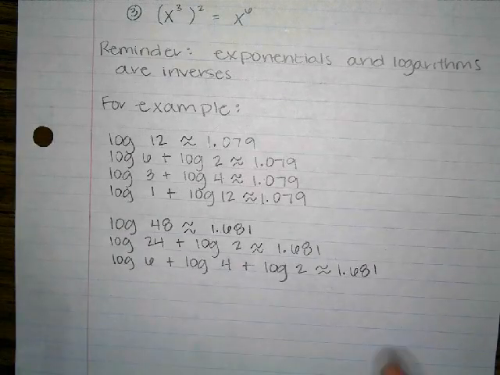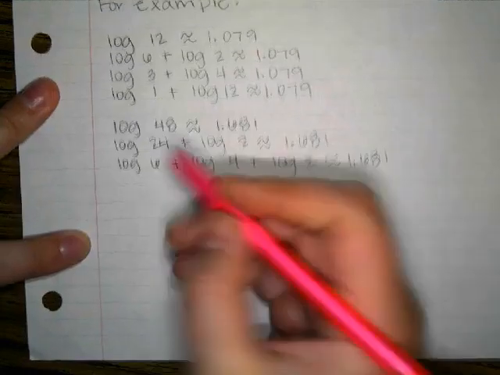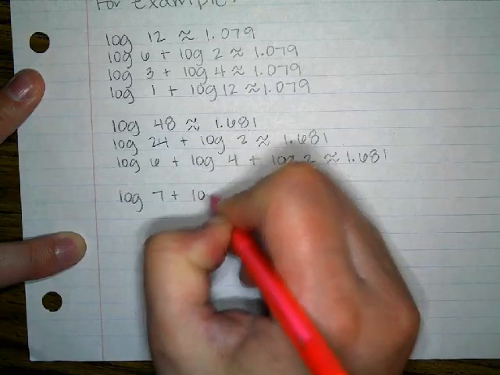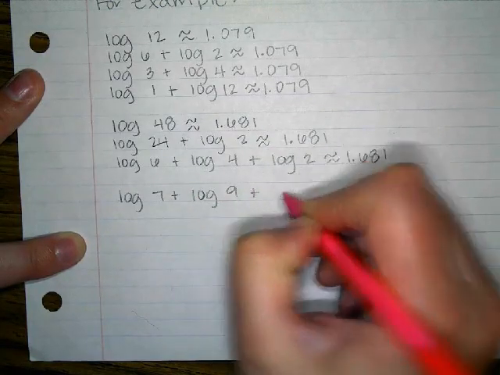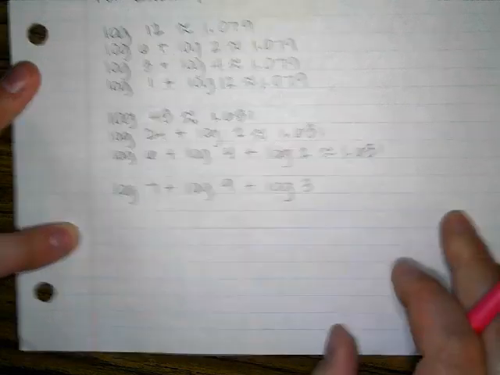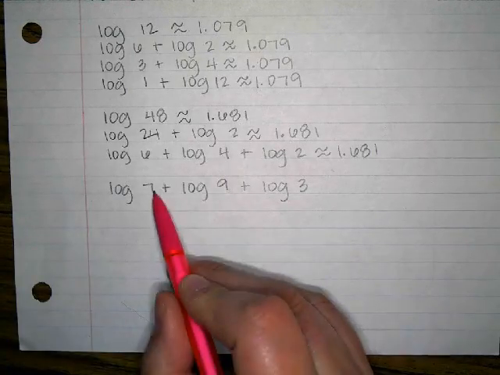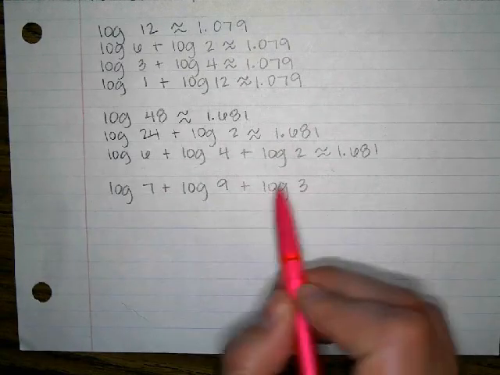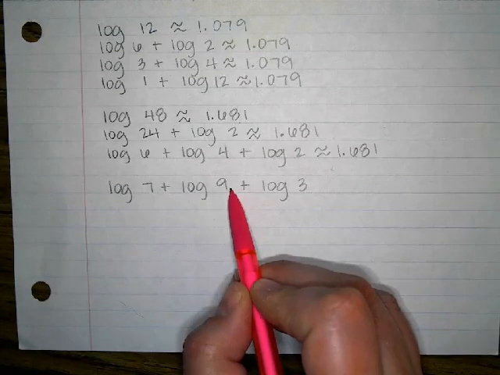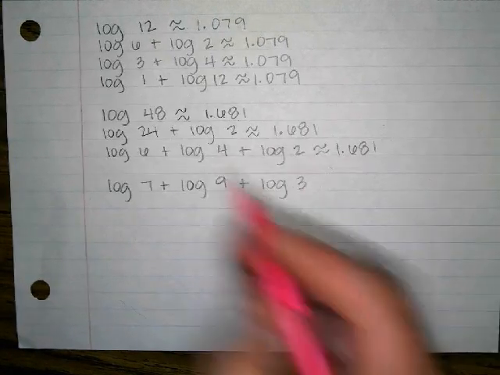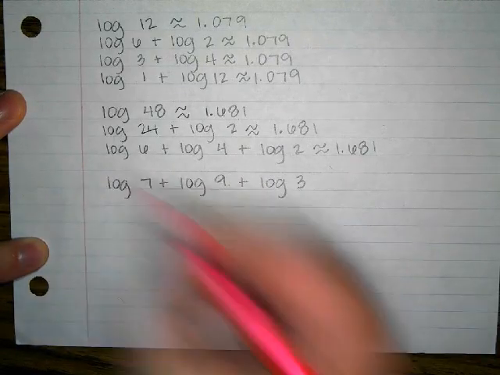So if I wanted to see what log 7 plus log 9 plus log 3 was, and I only let you touch the log button one time, you would figure out what these numbers all multiplied together are. So 7 times 9 is 63. What's 63 times 3? 189. Is it 189? Yeah. So then that would be the same as log 189.